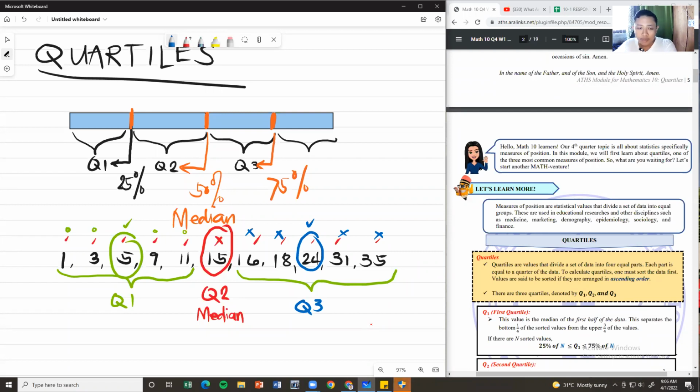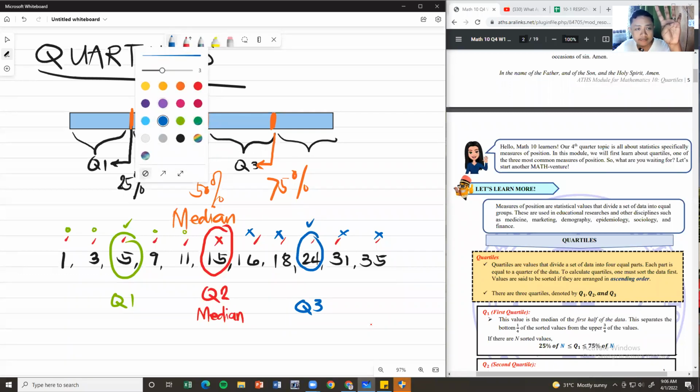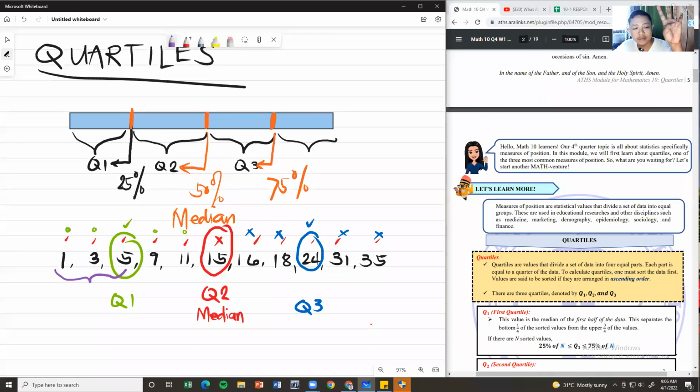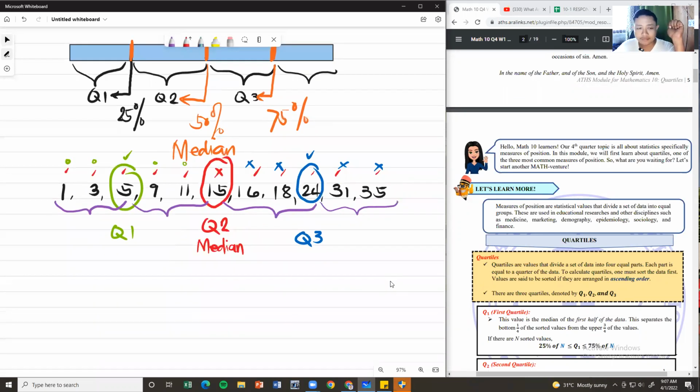Okay, so with this one, we were able to divide our set of data into 4. So therefore, we have here the first division, the second division, the third division, and the fourth division. And let's now go to our interpretations.